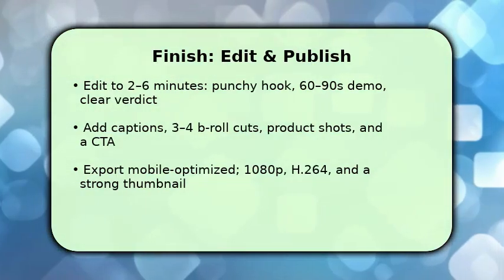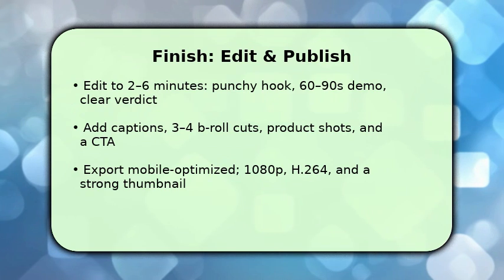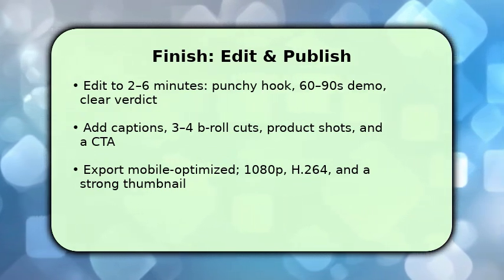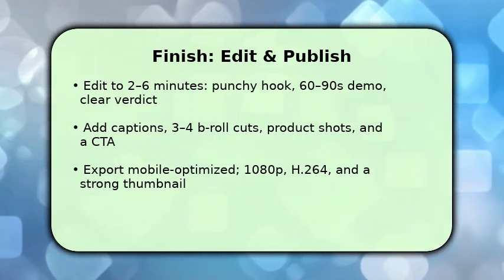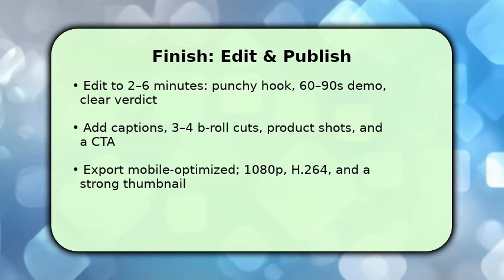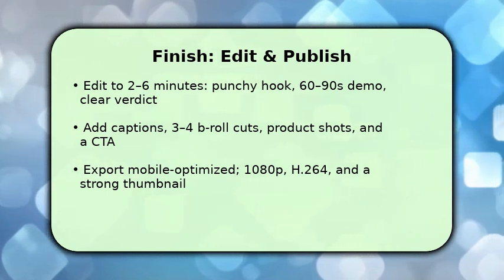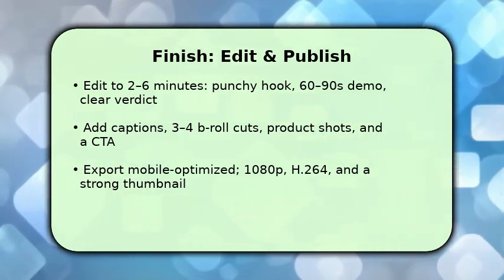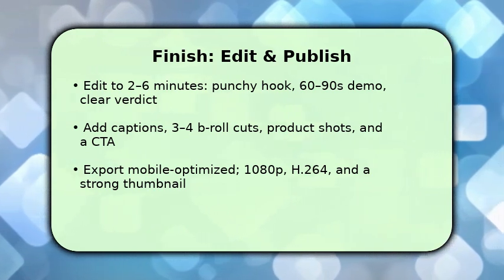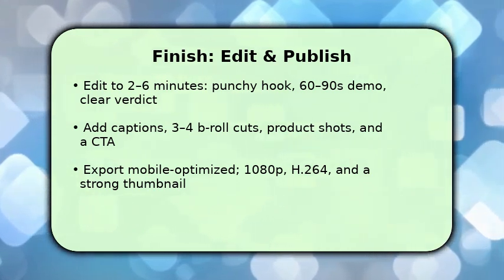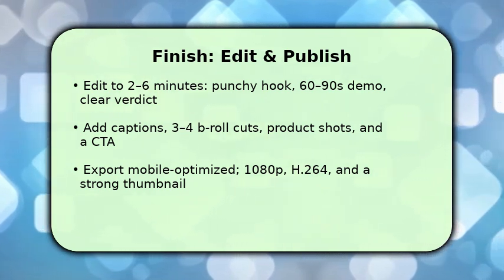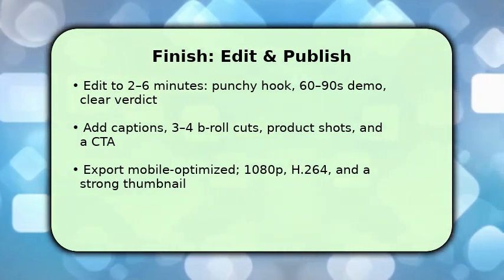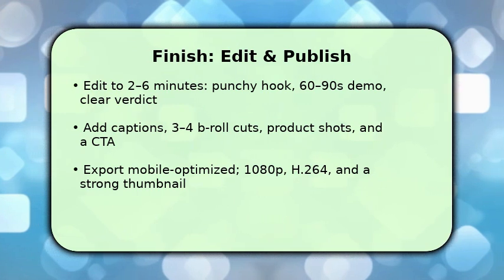In editing, trim for rhythm. Lead with a hook, keep the demo tight to 60 to 90 seconds, and finish with a clear verdict and call to action. Layer 3 to 4 B-roll cuts to cover jump cuts, add captions for retention, and place product shots where you mention specs. Export at 1080p with H.264 for fast uploads, and craft a bold thumbnail that shows product and benefit. If audio is noisy, normalize and use a simple noise gate to restore clarity.